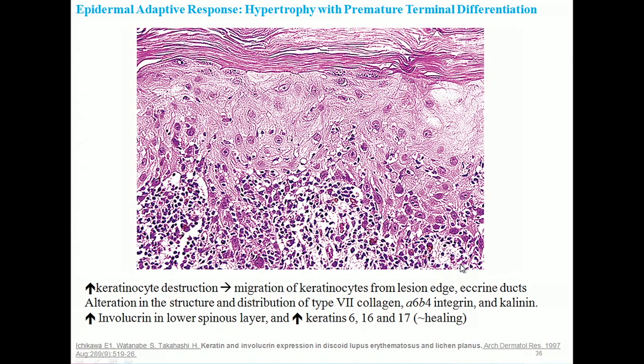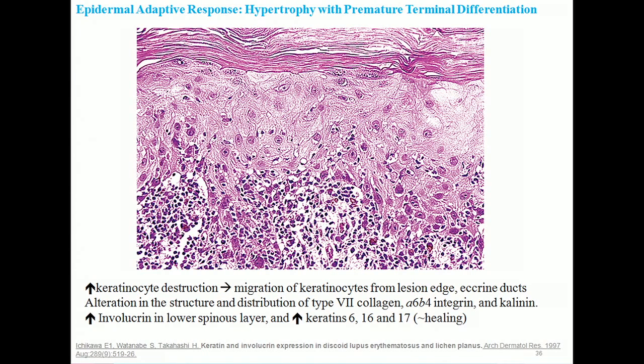Now, the adaptive response for a lichenoid infiltrate is actually hypertrophy, with premature terminal differentiation. Increased keratinocyte destruction results in migration of keratinocytes from the lesion edge. It's not due to increased mitotic activity of keratinocytes, but migration from the lateral edges as well as coming up from the eccrine ducts and the hair follicles.